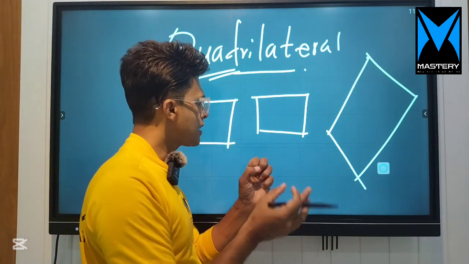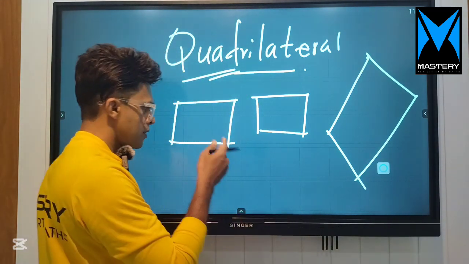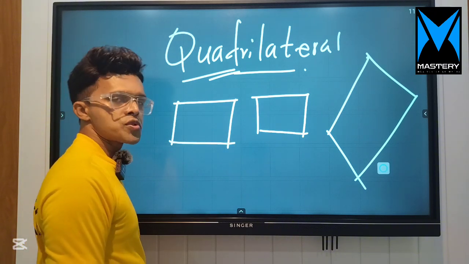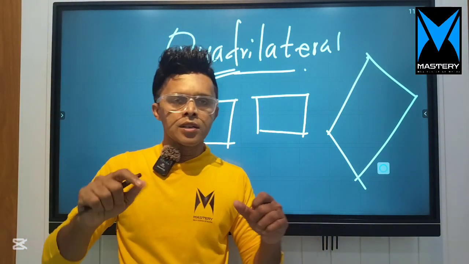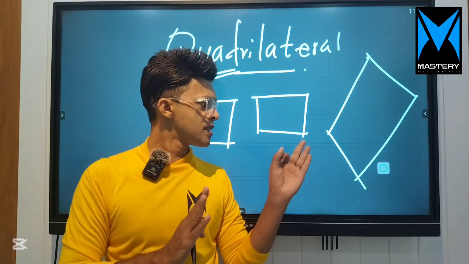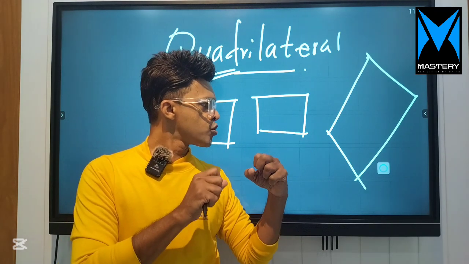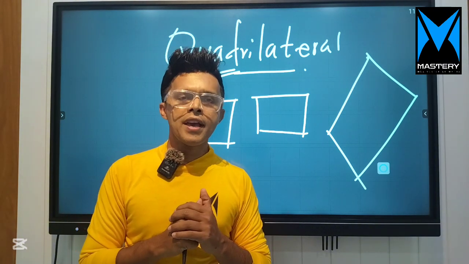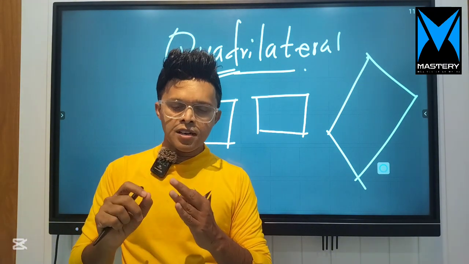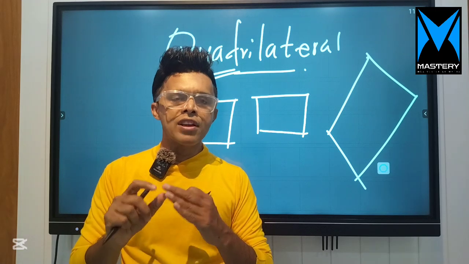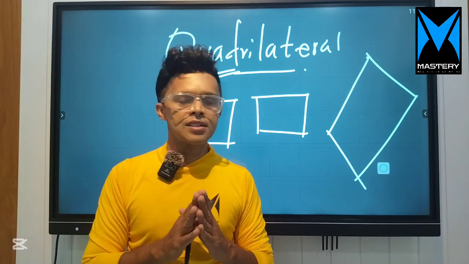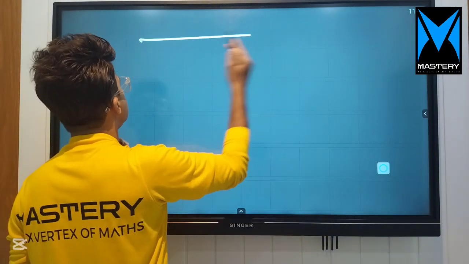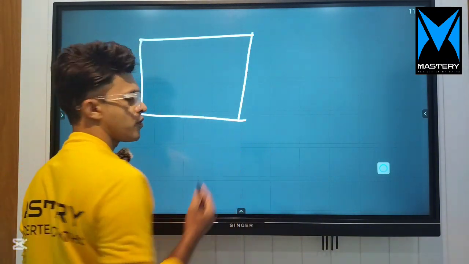A quadrilateral is a plane figure, a closed figure, that can be drawn using 4 straight lines. But don't forget, the drawn diagram should be a plane figure, and also it should be closed. So a closed plane figure which has 4 sides, that's a quadrilateral. Now, the sum of interior angles of a quadrilateral.